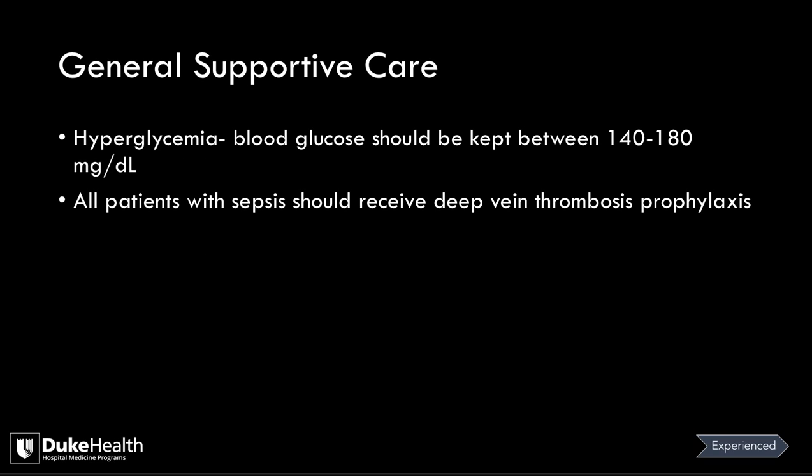And finally, in terms of general supportive care, these patients oftentimes do develop hyperglycemia, so blood glucose should be kept between 140 to 180. All patients with sepsis should receive deep vein thrombosis prophylaxis based on guidelines. As we talked about before, therapeutics not shown to have any benefit are things like steroids and activated protein C.